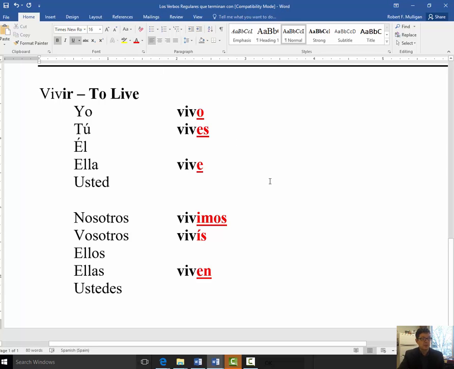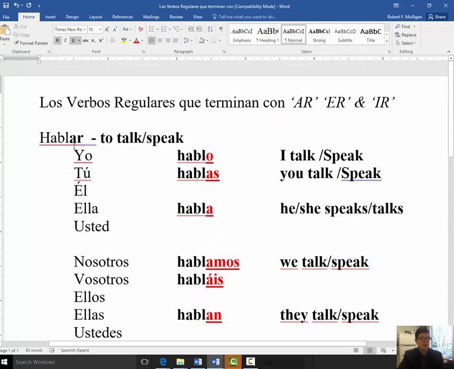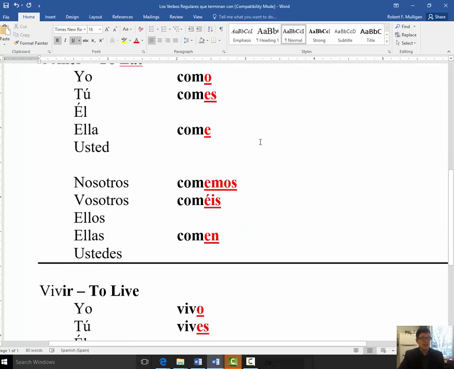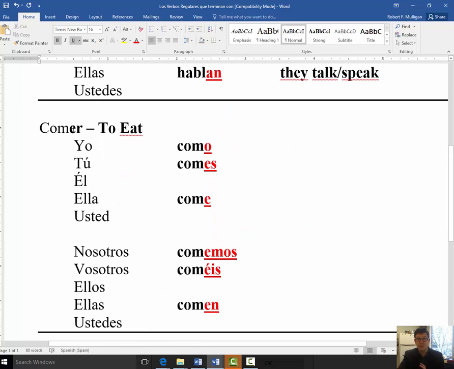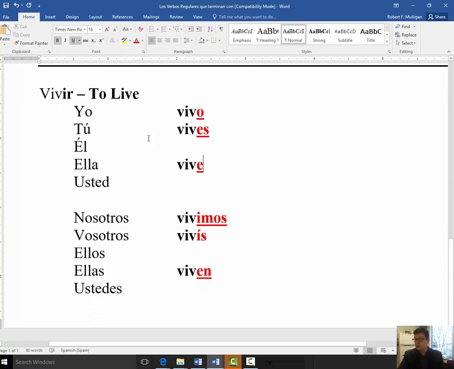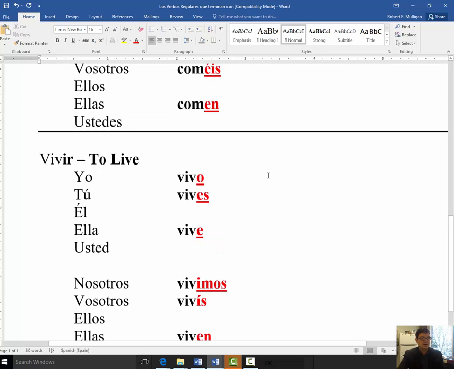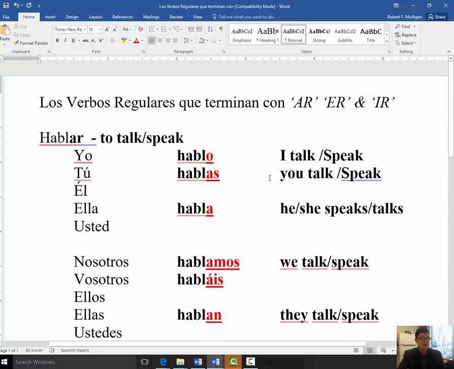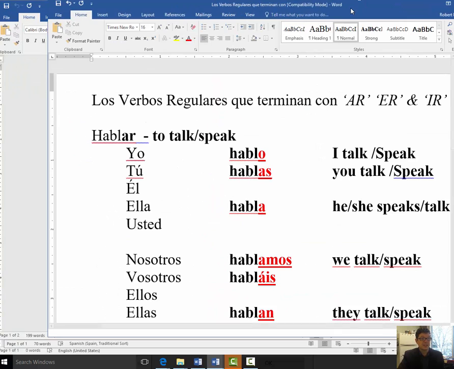So let me recap this with you. If you know one regular AR verb, you can conjugate all regular AR verbs. If you can conjugate one regular ER verb, you can conjugate all regular ER verbs. And if you can conjugate one regular IR verb, you can conjugate all regular IR verbs. So, with that said, let's go on to a practice exercise.